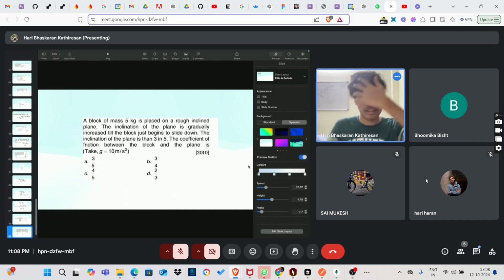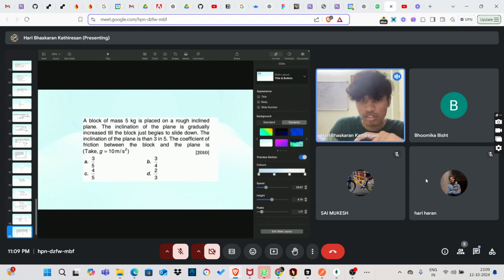So yeah, I think this is the last question, the last kind of question they ask. A block of mass 5 kg is placed on a rough plane. The inclination is gradually increased till the block just begins to slide down. The inclination of the plane is 3 in 5. Find the coefficient of friction.